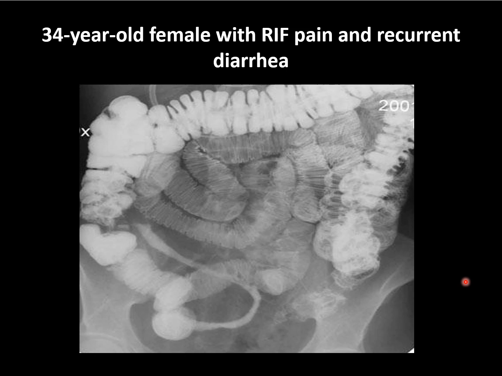You could be tested on this. I could show you an x-ray in the next examination. I could ask you a simple question: the string sign of Kantor following the ingestion of barium sulfate is associated with which disease? Or I could give you a clinical vignette of a 34-year-old female with right iliac fossa pain and recurrent diarrhea, no hematochezia, and then ask you which of the following 5 statements are correct.